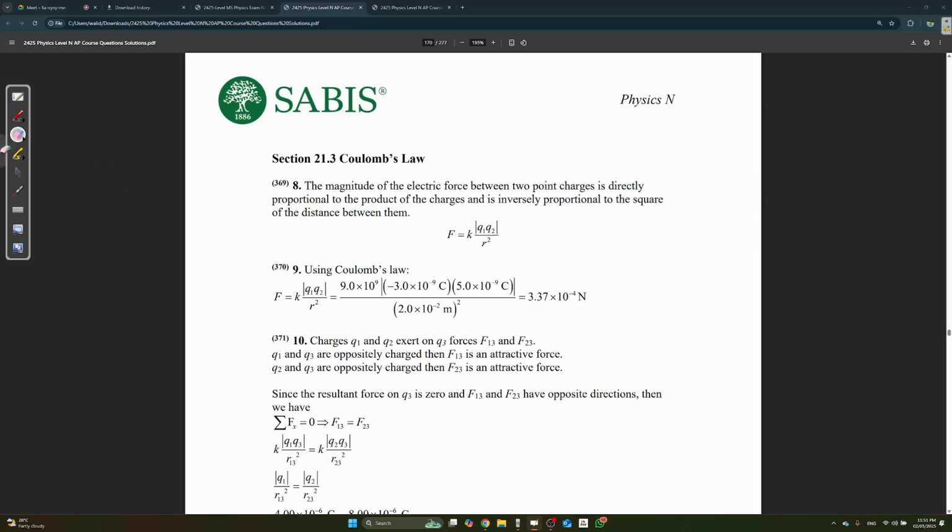Okay? Anyways. So what is Coulomb's law? F is equal to K Q1 Q2 over R squared. And if it tells you to select all that apply, you say the electric force is directly proportional to the product of the charges, Q1, Q2, right? And it's inversely proportional to the square of the distance between.